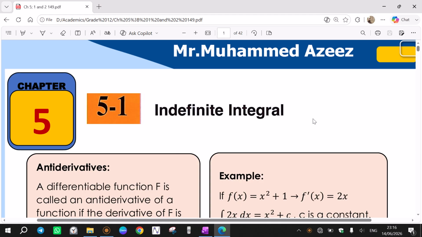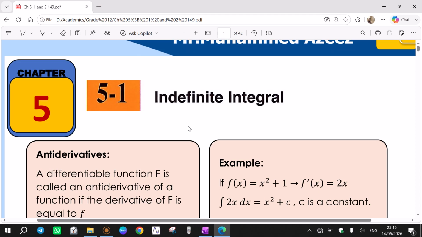In this video, we're going to start Chapter 5, Section 1. Chapter 5 is about integration. Section 1 is about indefinite integral. And Section 2 is about definite integration. As you already know, I posted 5.3 earlier. Now let's begin with 5.1.